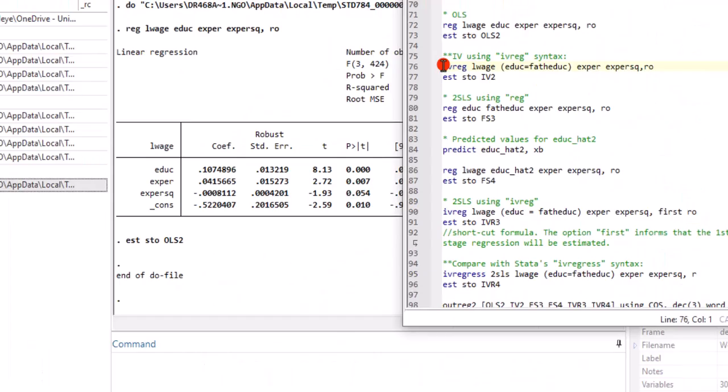So this is the Stata code, ivreg, on the log of wage, where fatheduc is the instrument for education. We have experience and experience squared. I'm controlling for heteroscedasticity, and I want Stata to store the results. I'll be highlighting both lines of the code and executing.